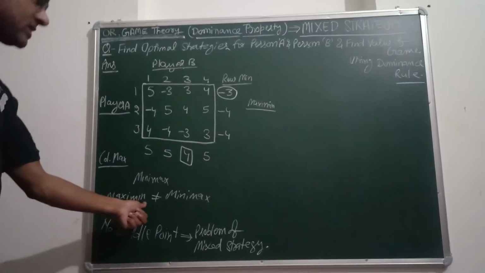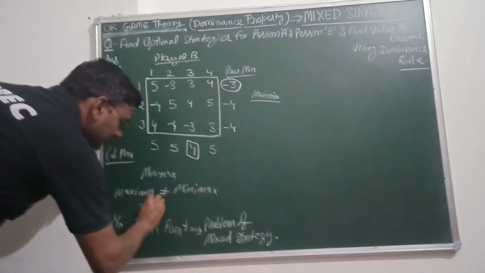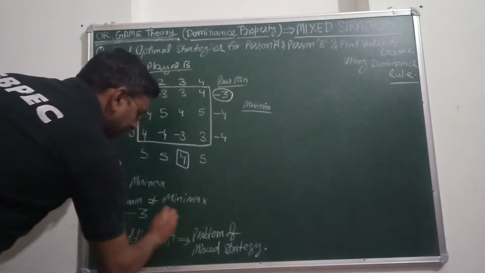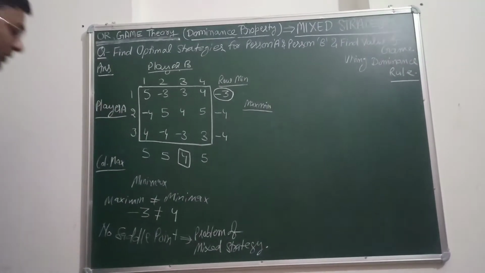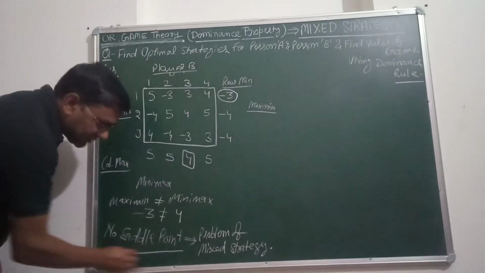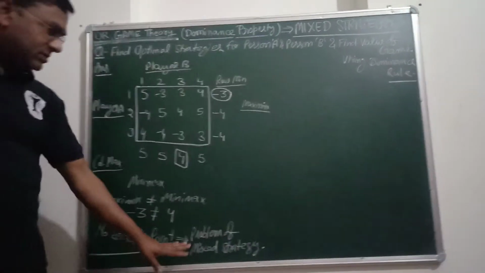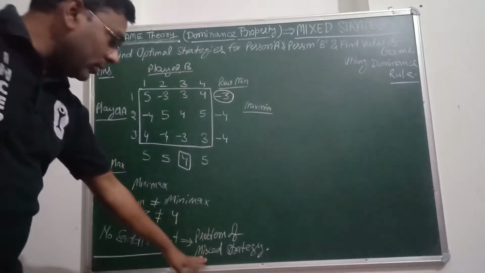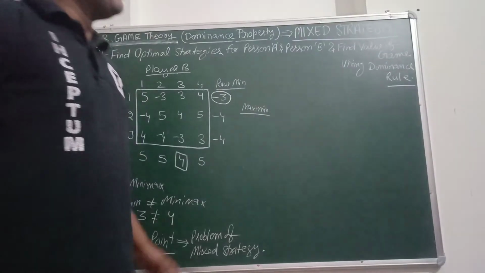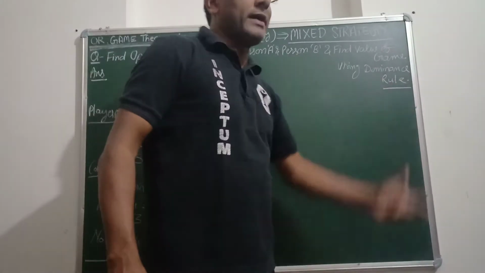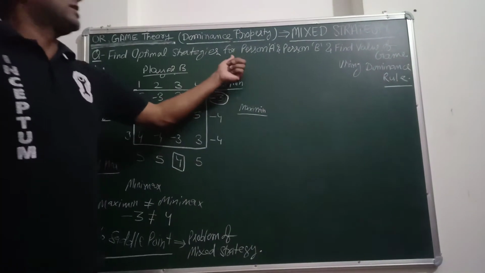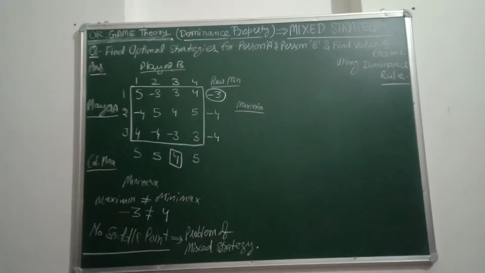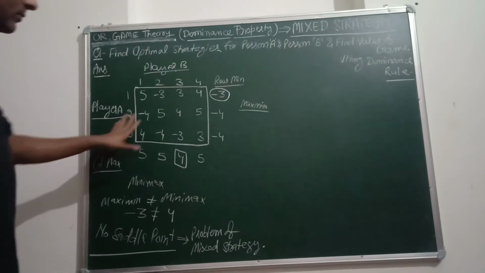but here the maximin value is -3 and the minimax value is 4, and they are not equal. So it means that there is no saddle point for this question, and it means that it is not a pure strategy question. So it is a problem of mixed strategy. Now we will use the dominance rule for finding the optimum strategy for person A and the value of the game. Okay, so let us start with the dominance rule.